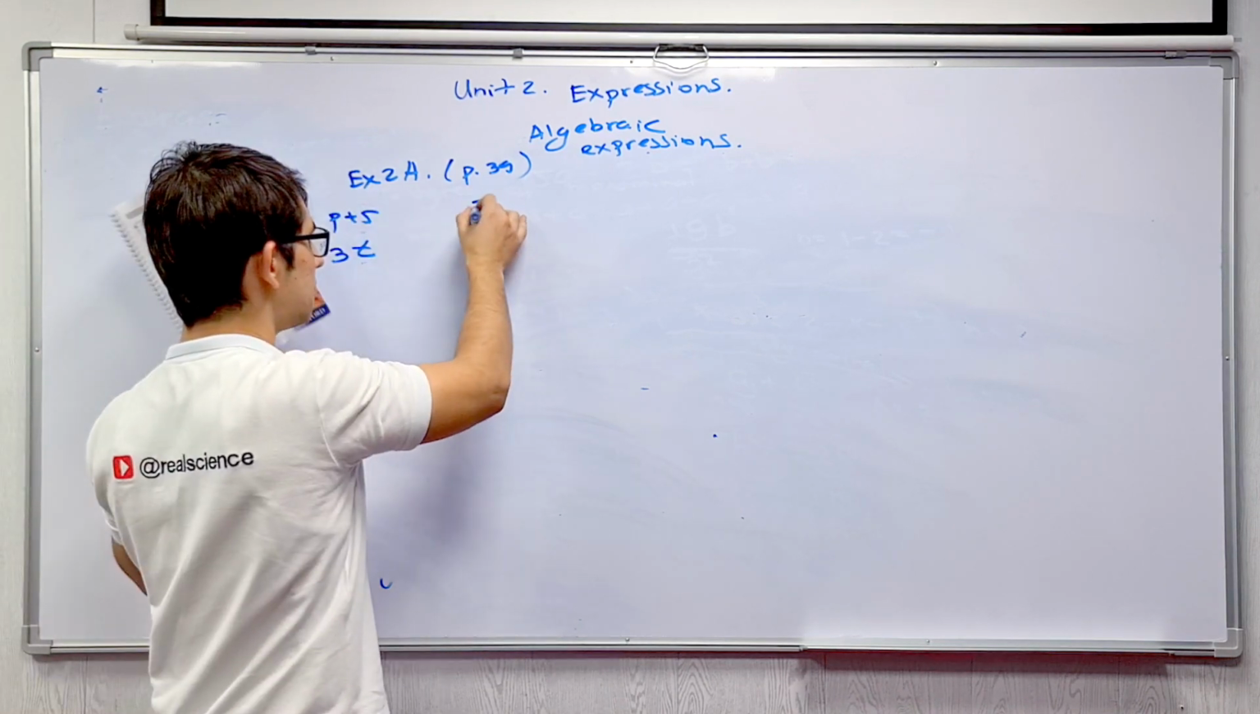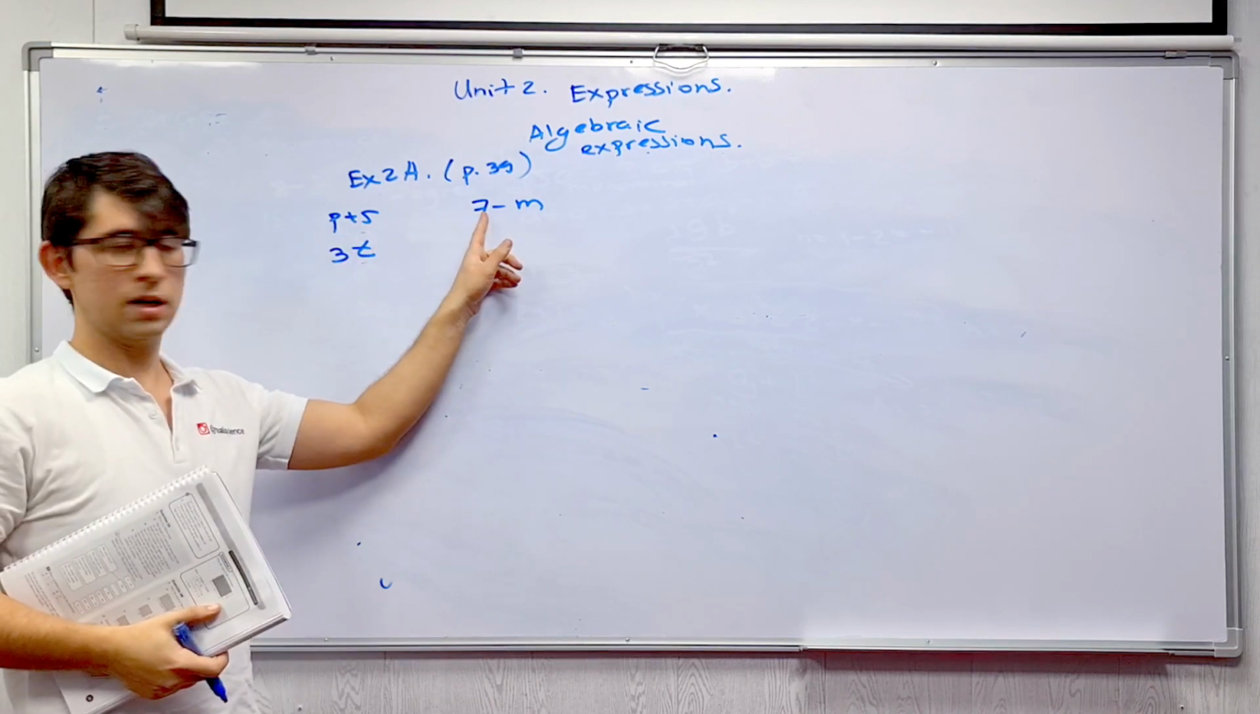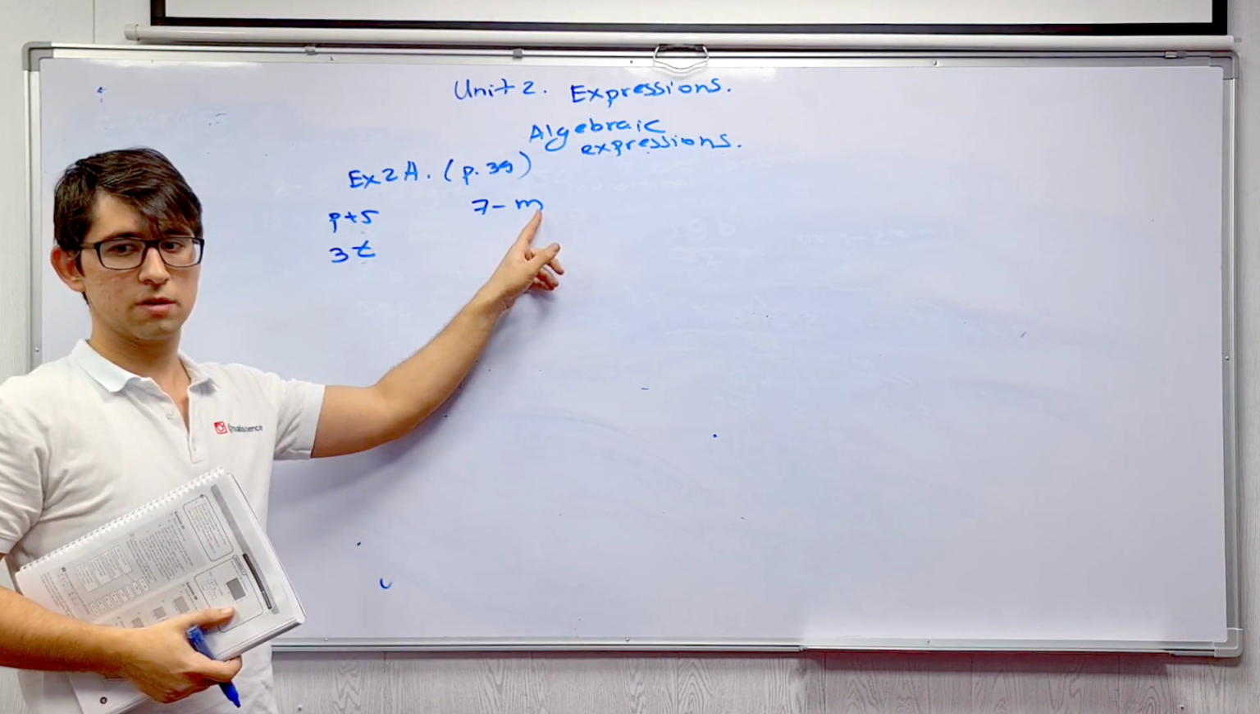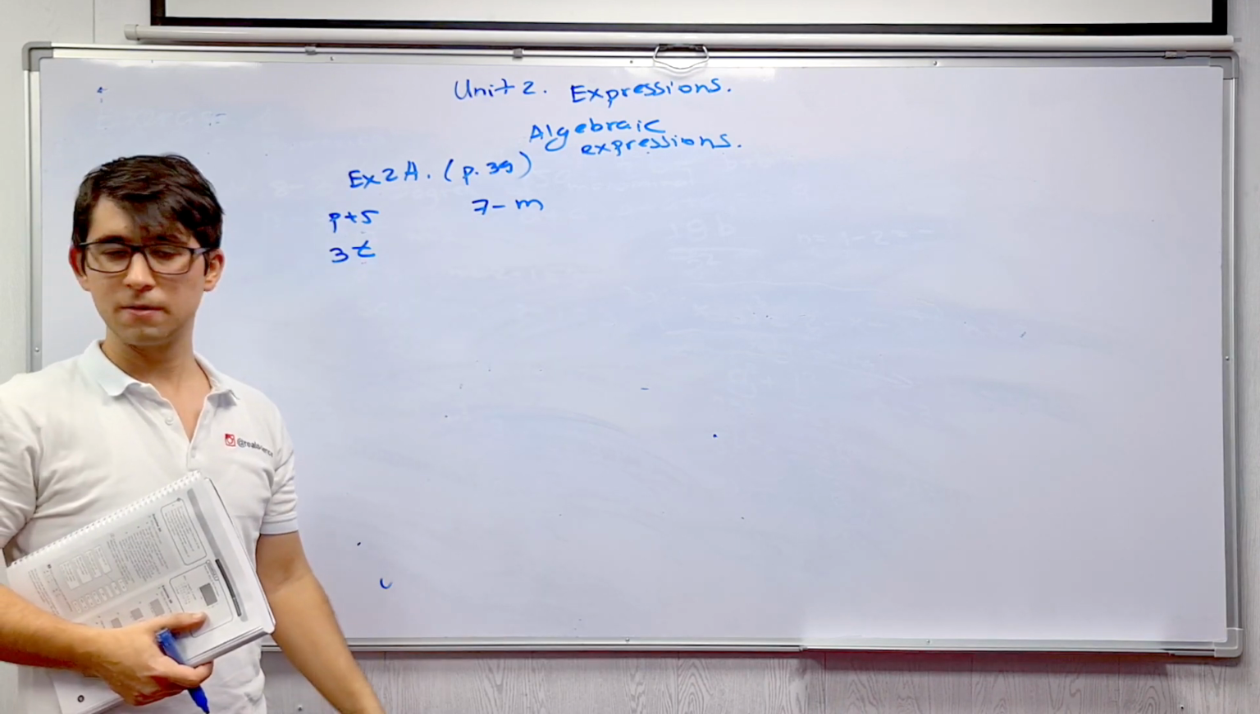So, 7 minus m. I had $7 and I lost m dollars. It means I have 7 minus m dollars right now in my pocket, right? But don't believe me.